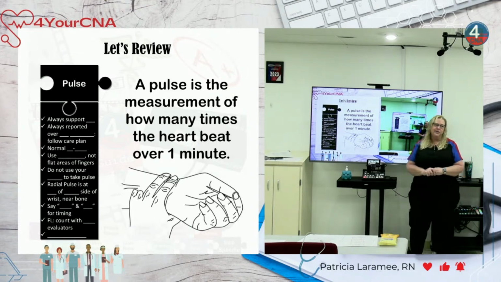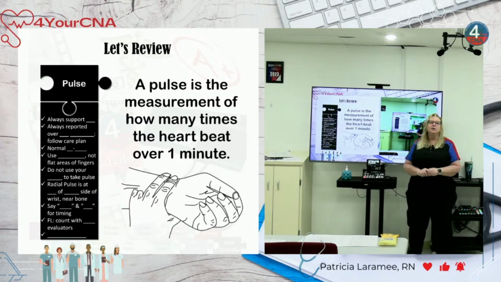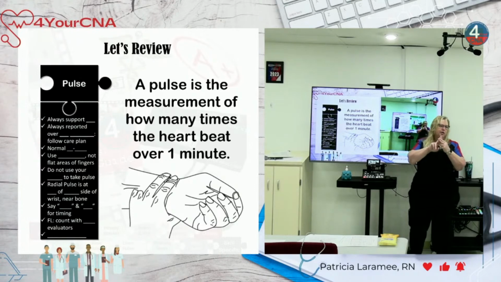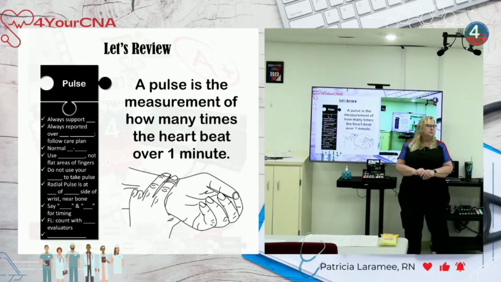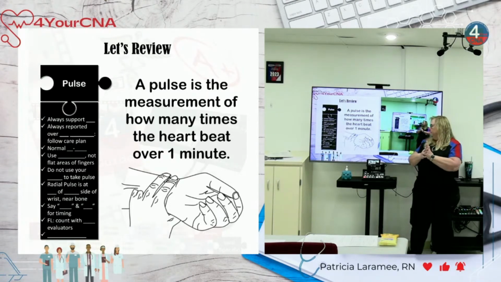What is a normal pulse rate? Well, you guys got to know this for the test. Normal pulse rate. 60 to 100 is normal. 60 to 100 is normal. We don't want to use the flat part of our finger. What part of our finger should we use to take a pulse? The tips. Tips are much more sensitive. And where is the radial pulse located? Is it located at the top by your thumb or the bottom by your pinky? Top by the thumb. Okay.